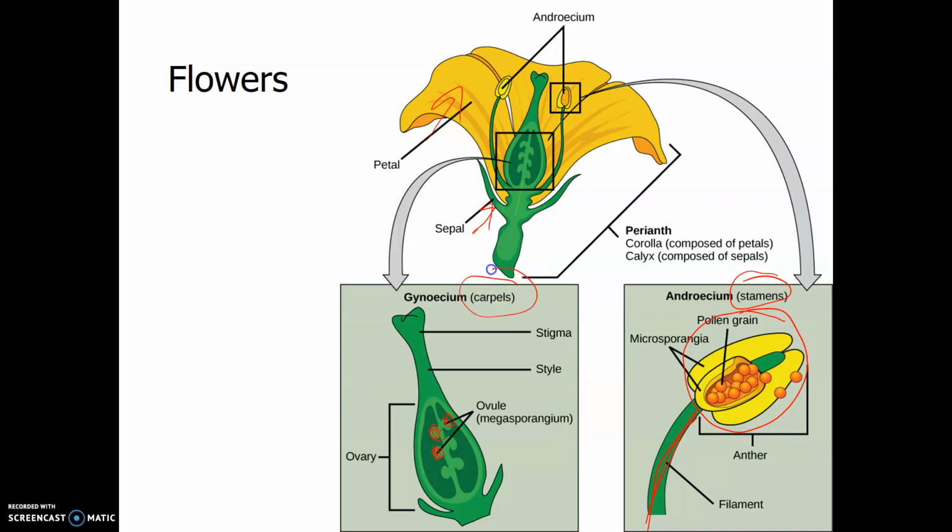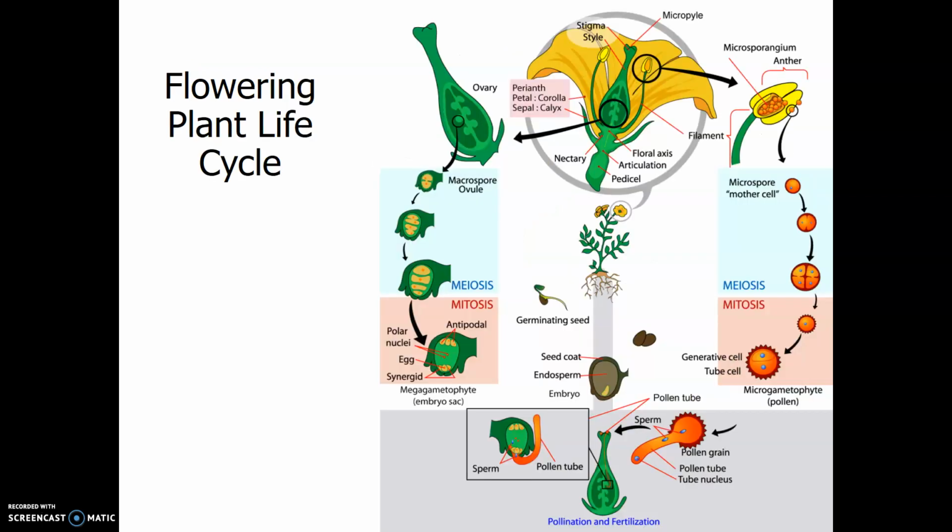The carpels, or female parts of the flower, contain a stigma, which is sticky and allows the pollen to stick to it. Then the pollen tube grows down the style and transfers the sperm to the egg. Those ovules grow into seeds once they're fertilized by the sperm. This is the life cycle of a flowering plant.